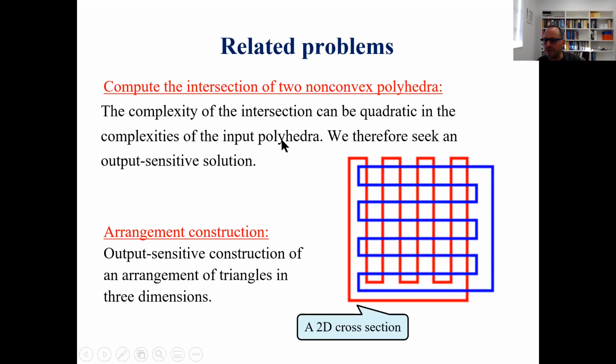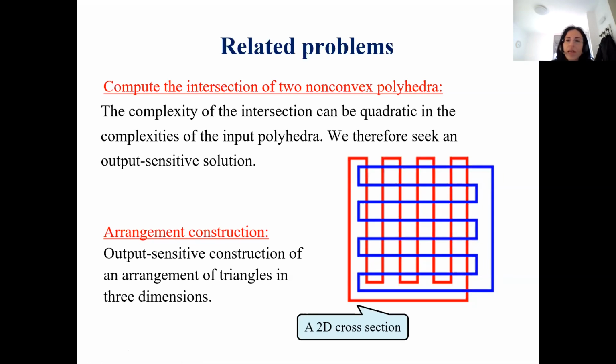So here and the time. The rest is the complexity of the arrangement? The rest is the complexity of the arrangement. It's n to the 3/2 plus k log k.